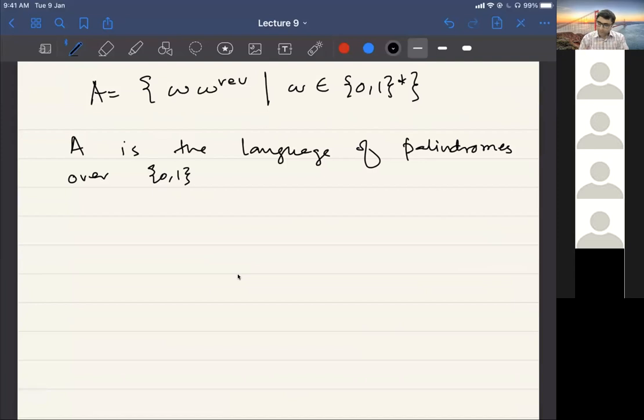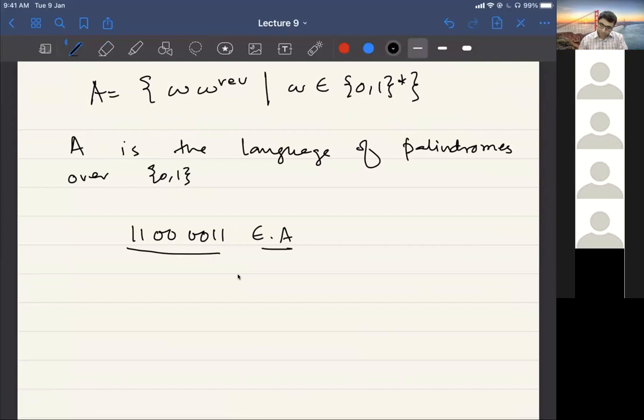So how can we design a PDA for this language? It's very simple. Imagine there is some string which is in this language A. We know that 010 is in the language A, but this is not a very good example. So let's say 11000011. This is a good example. Now this string belongs to the language A.